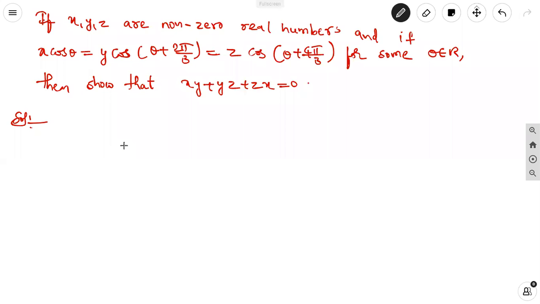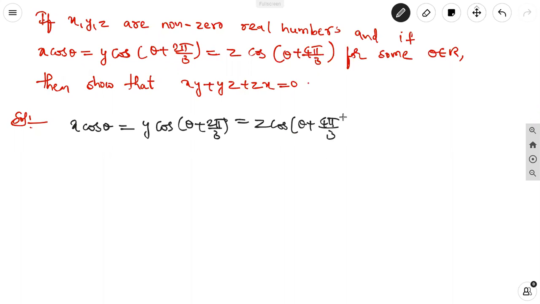The question: x, y, z are non-zero real numbers and the relation x cos theta equals y cos of (theta plus 2 pi by 3) equals z cos of (theta plus 4 pi by 3) holds for some theta belonging to R. Then show that xy plus yz plus zx equals 0. Let it be equal to P. Then we can equate each and every term.